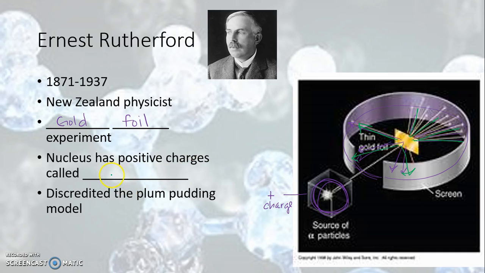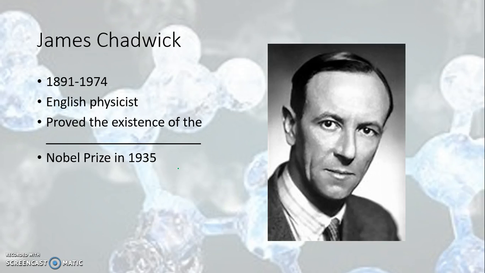And he said, hey, if these are going straight through, that means that there's only a small part inside of that element that has a positive charge. Because if there was a big part that has a positive charge, it would all come right back at us. But it's not. And so he said that there's a small dense nucleus. He said it's small and dense because it would have to be in order to let all those things go through, right? So small dense nucleus with positive charge is called protons. And this right here is what discredited the plum pudding model of the atom.